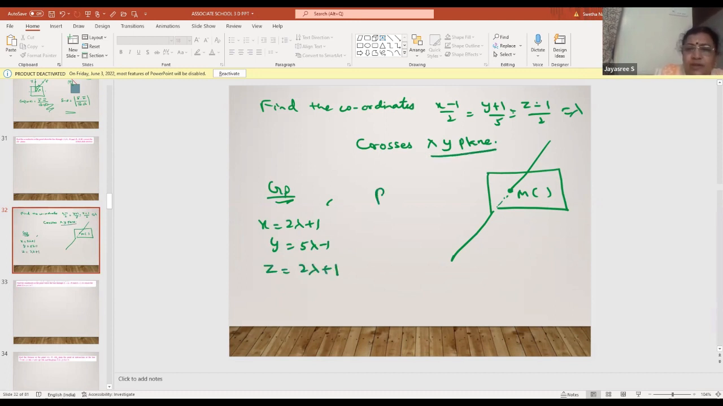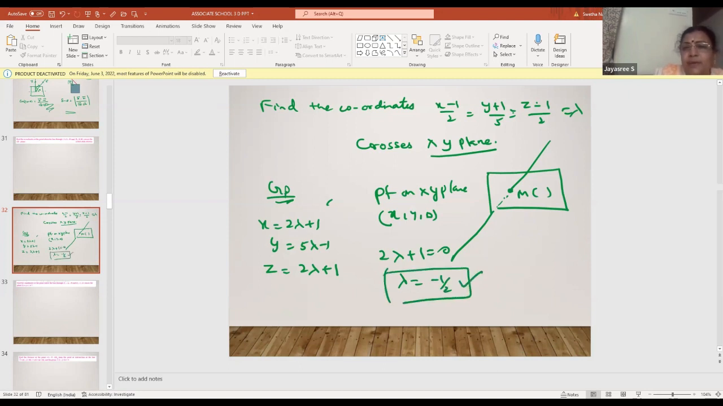Crosses the xy plane, so we write the point on the xy plane. A point on the xy plane will be in the form x comma y comma 0. So making z 0, 2 lambda plus 1 is 0. Lambda is minus 1 by 2. Substitute lambda in x and y, and we get the coordinates.